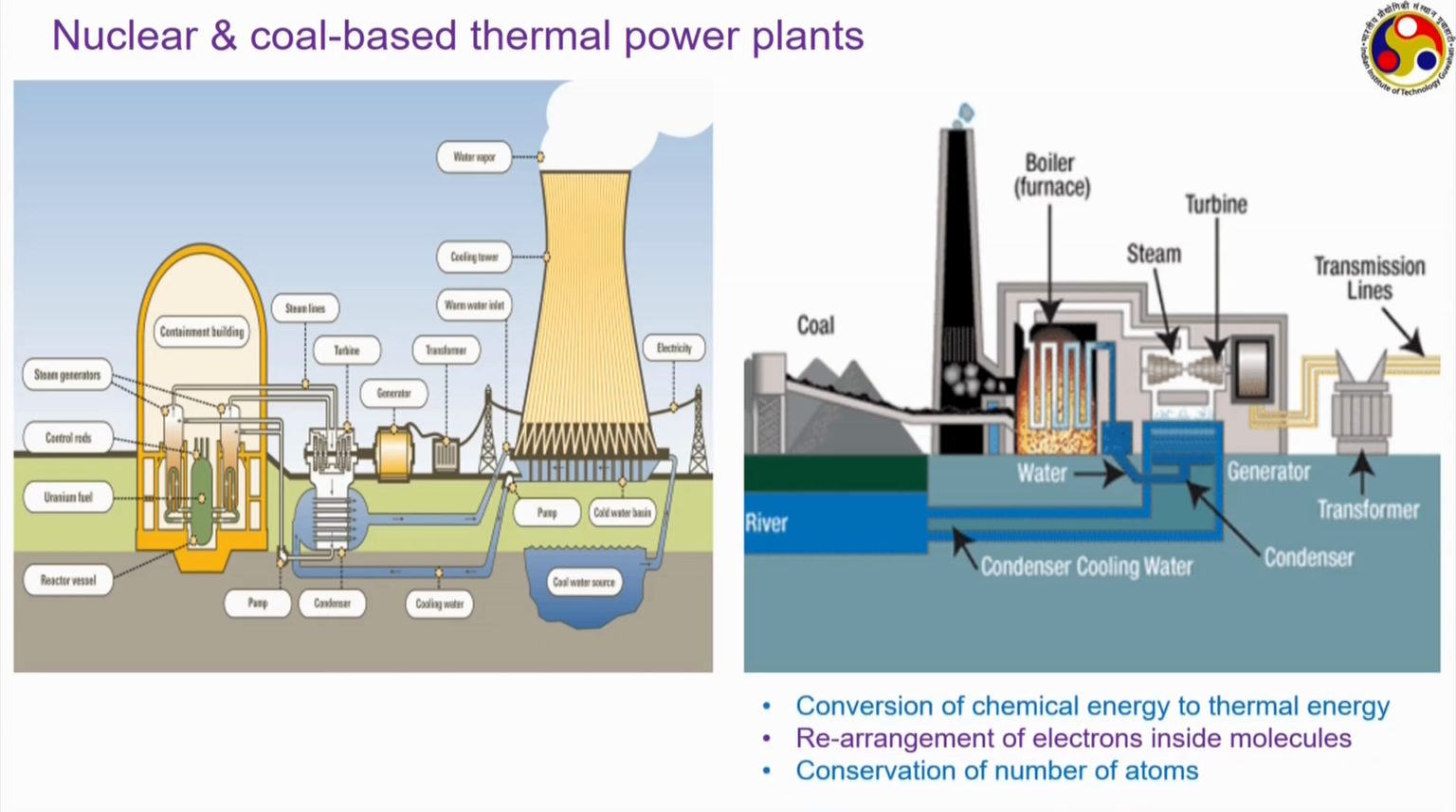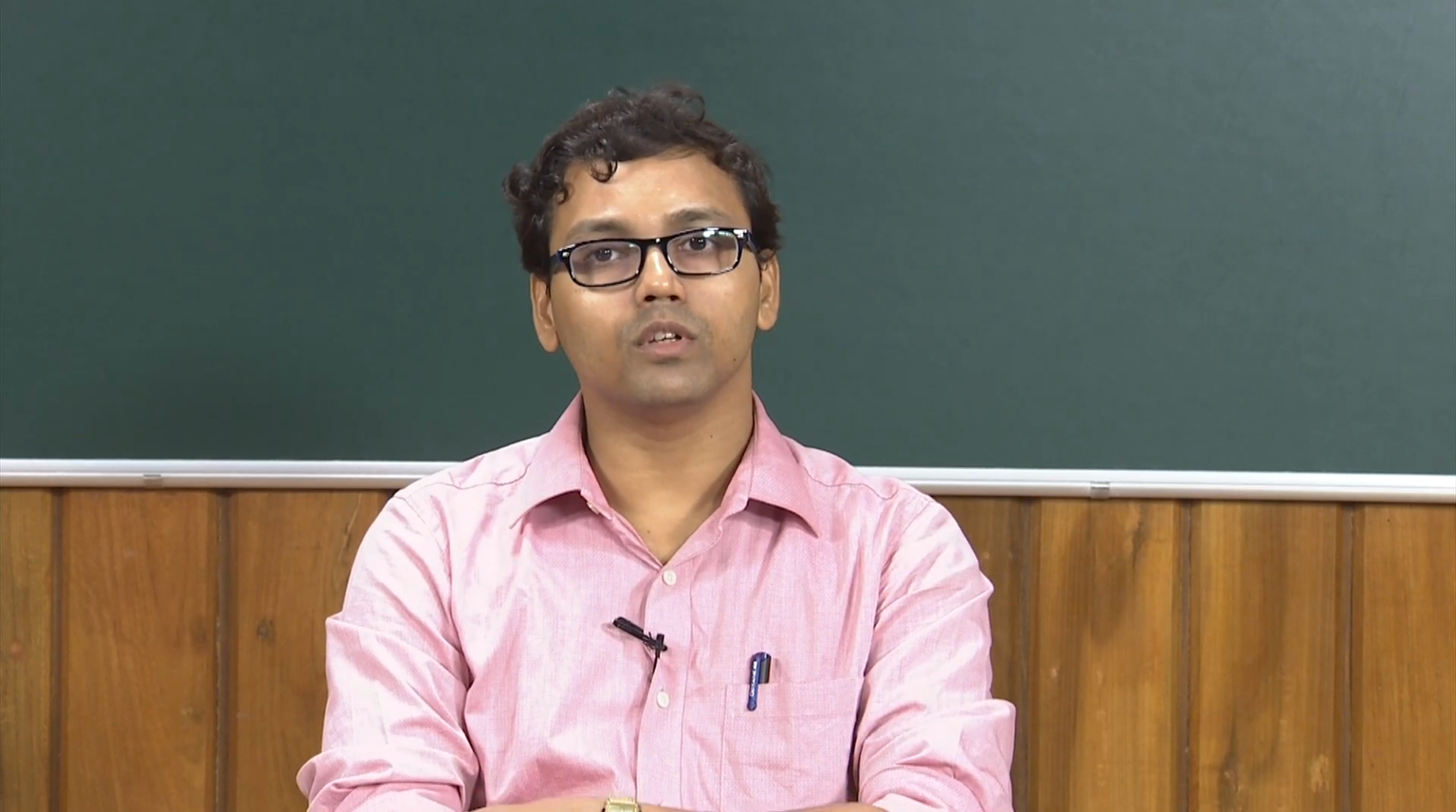Like in case of coal based power stations, we have chemical energy of fuel converted to thermal energy. Now, there we have basically a chemical reaction, and any chemical reaction means rearrangement of electrons inside the molecules, so that the number of atoms are conserved, but atoms combine in a different way to form different kinds of molecules. So, the total number of molecules may not be conserved, but total number of atoms and electrons will be conserved.